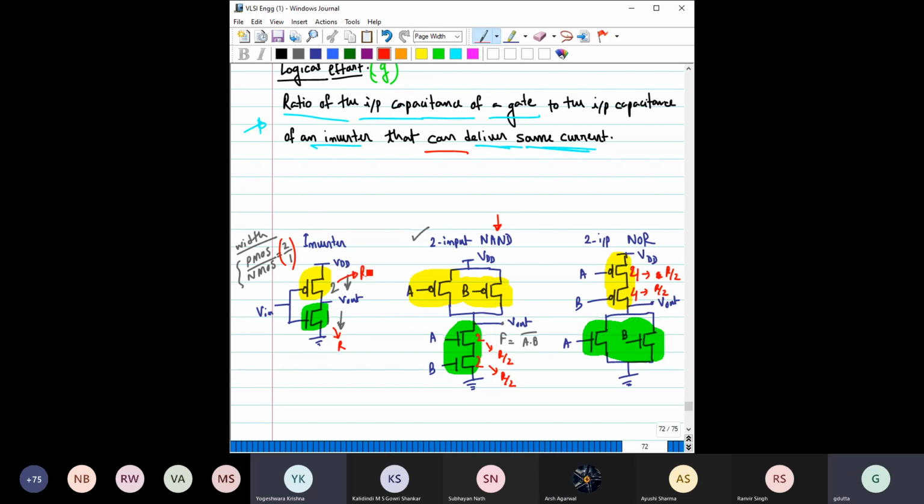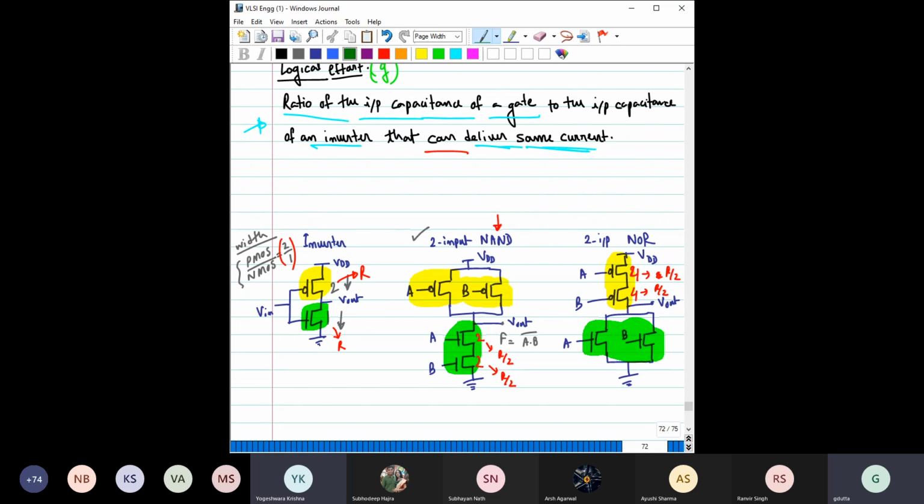Okay, fine. Now consider the pull-up network for this NAND gate. Can you comment on what the width should be? 1, 1. Okay, one, because you were thinking that if you make it 1 and 1, this resistance becomes 2R, this resistance becomes 2R, and 2R in parallel becomes R.